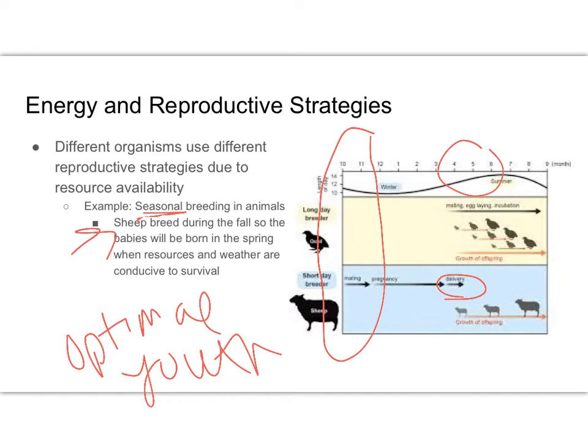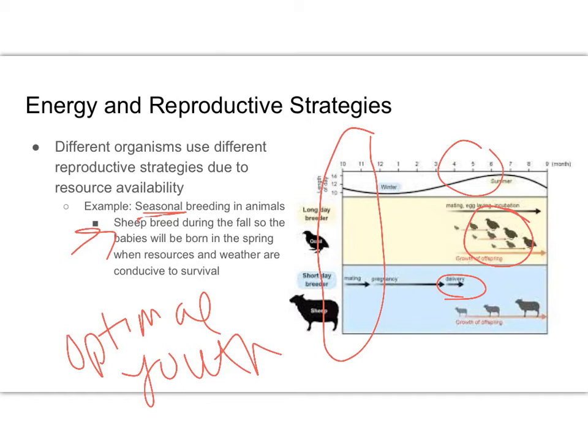With the birds here, I believe that's a quail. The quail don't even breed until the spring, because their gestational period is much shorter. Again, you have mating, egg laying, incubation. The offspring are growing during the summer, but they don't want to breed as early as the sheep did, because then the chicks would hatch too early and there wouldn't be good food and water availability.